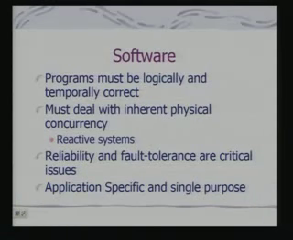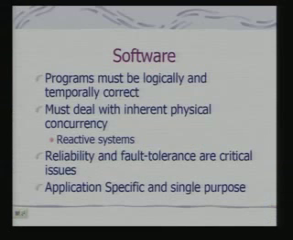Obviously, they must deal with inherent physical concurrency. In a general purpose computer, we talk about concurrency simply because there may be multiple users, multiple processes running. Here, physically, since the world is concurrent, I have to support concurrency. And along with it, reliability and fault tolerance are obviously critical issues. Here we are referring to fault tolerance and reliability not only of hardware, but of software as well. And obviously, the software has to be application specific and single purpose.